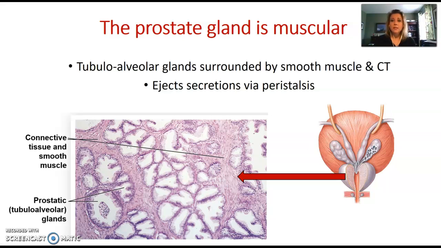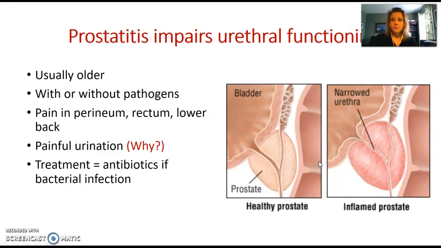They are surrounded by smooth muscle and connective tissue, and it's this smooth muscle that is going to perform peristalsis in order to squeeze and push the secretions that are produced by all of these tiny little glands in the prostate gland into the urethra itself.